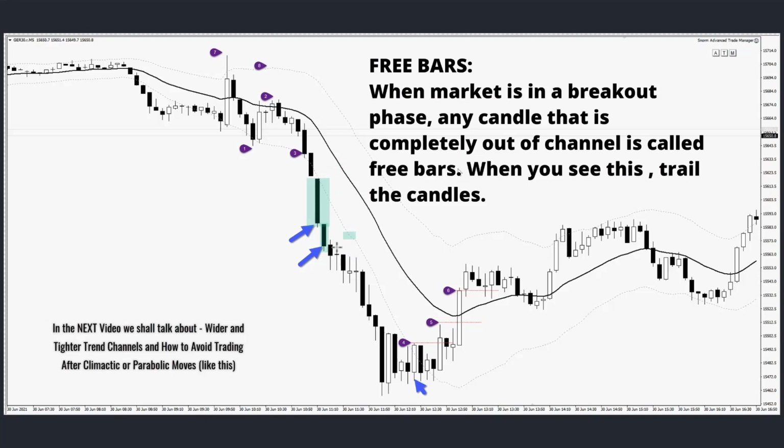If not that, this definitely is a free candle. This is a free candle all the way. These are all free candles until this candle that closed inside. So as soon as you see free candles, or you see 3 or 4 trend candles, start trailing the stop loss. And for trailing the stop loss, you can either trail the last closed candle or a lagging one behind.